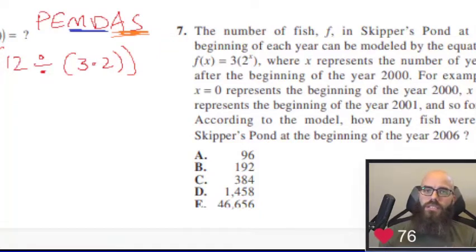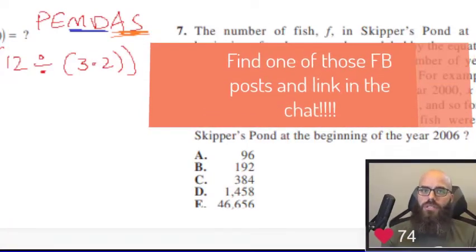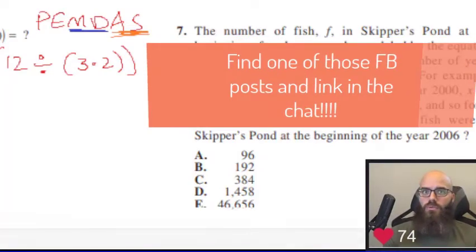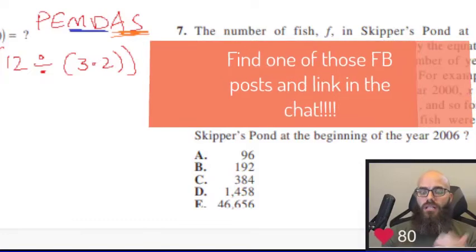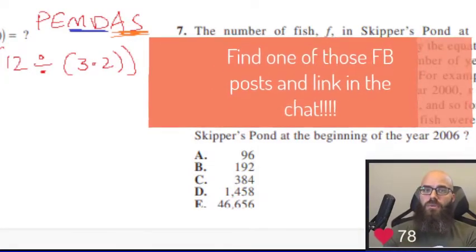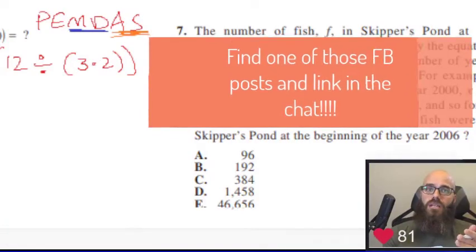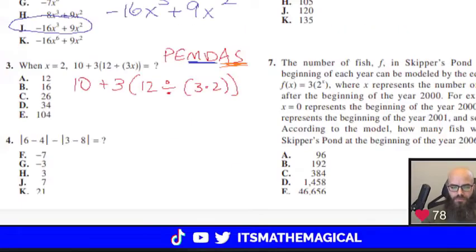You've probably seen Facebook posts where there's a problem similar to this, and there's probably 2 or 3 different answers, and people debate it, and it's always new math versus old math. It's not that math has changed. It's just a lot of people either aren't taught correctly the order of operations or tend to forget that multiplication and division are left to right, addition and subtraction left to right. So you do need to be careful there. But anyway, let's get back to the problem.